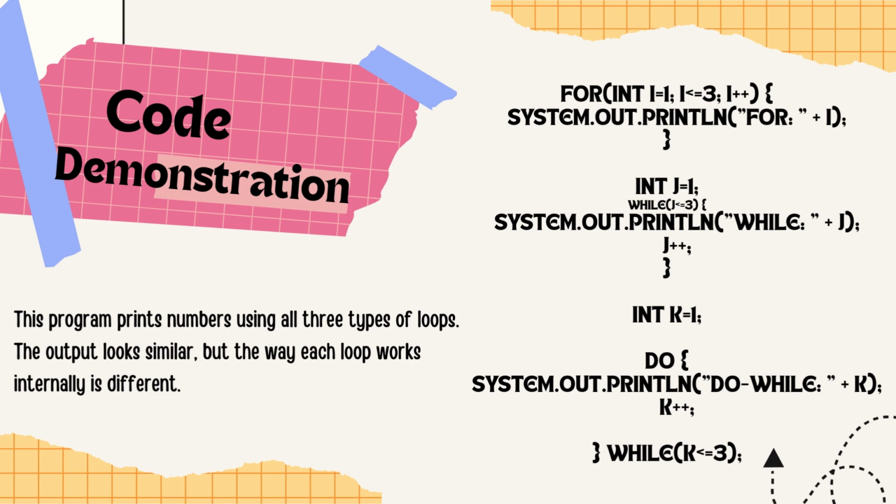Slide 6, code demonstration. Now let's see a program that uses all three loops together. For (int i = 1; i <= 3; i++) System.out.println("for " + i). Int j = 1; while (j <= 3) System.out.println("while " + j); j++. Int k = 1; do System.out.println("do while " + k); k++; while (k <= 3). The output looks similar for all three, but the way each loop works internally is slightly different.